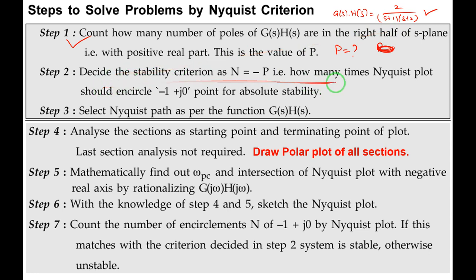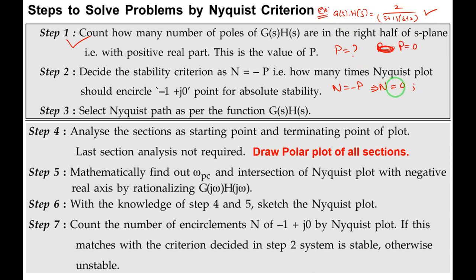Then next, we know the Nyquist stability criterion, N equal to minus P. Suppose if I take this transfer function only, P is 0 here, and N equal to minus P means N equal to 0 I will get. I am proceeding with this example.